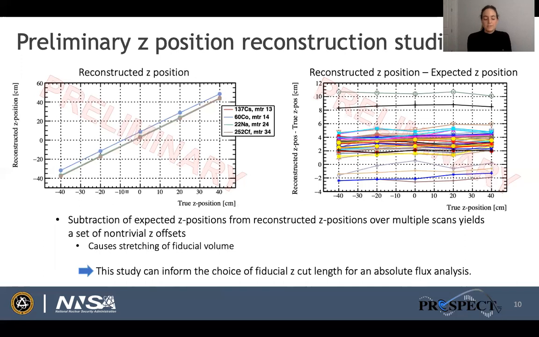And when we reconstructed the z positions of these sources, we found that those positions were slightly offset from the expected locations. You can see on the left that this trend exists as we pull the source across the z length of the segment, that it has a very subtle positive slope, which corresponds to a sort of stretching of the fiducial volume. So now that we know this, we can use it to inform our fiducialization choices for future analyses.